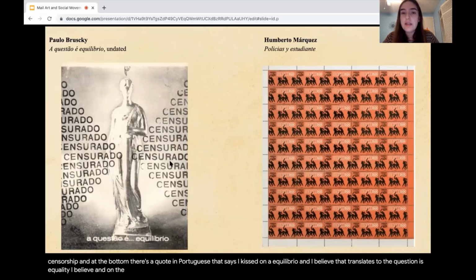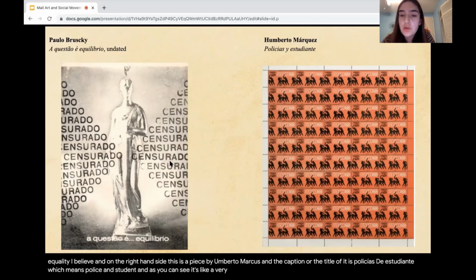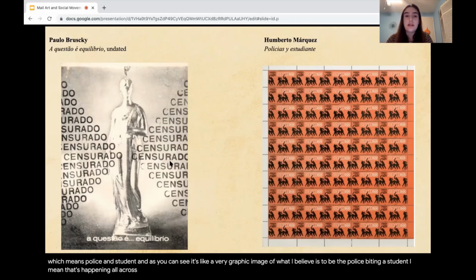And on the right-hand side, this is a piece by Humberto Marques, and the title of it is Polícias y Estudiante, which means police and student. And as you can see, it's a very graphic image of what I believe to be the police fighting a student. So this is a movement that's happening all across Latin America, from Brazil to Mexico, and later, as we will discuss, Chile.